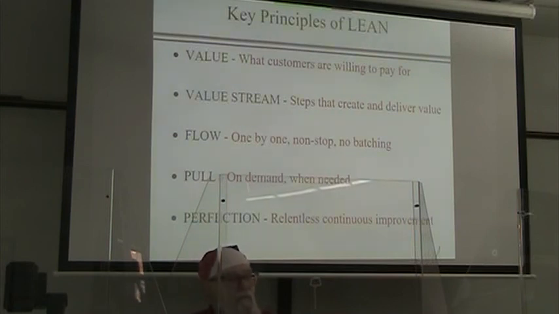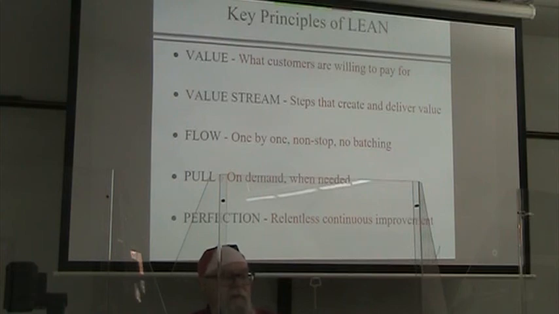So we have five key principles in lean. The first is that value is what the customers are willing to pay for, not what the engineers think should be in a product or a service, but what the customers are willing to pay for. A value stream is when we put together the steps that create and deliver that value to the customer. Our third principle is that of flow, where we work on one piece flow, one thing at a time, that keeps moving through the system without stopping and with no batching.